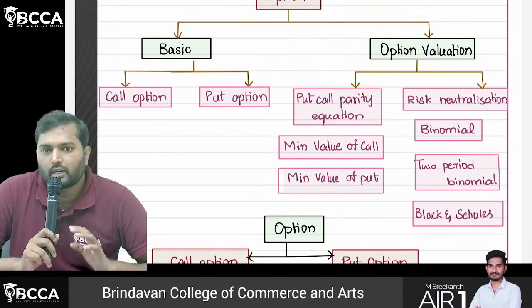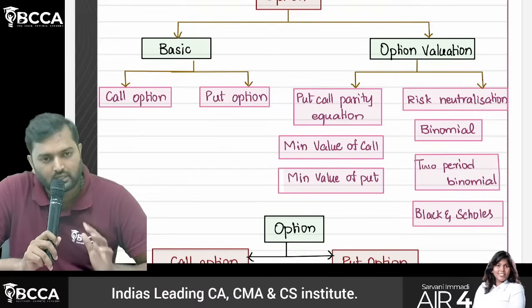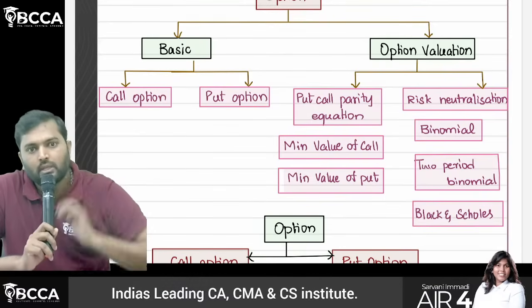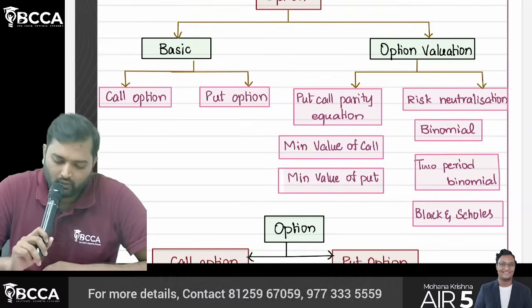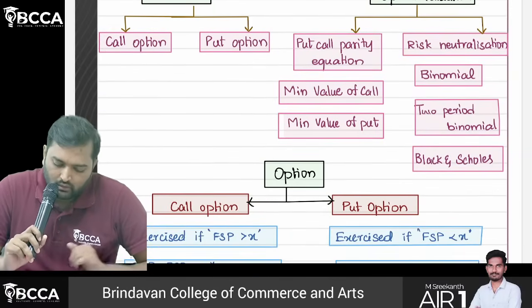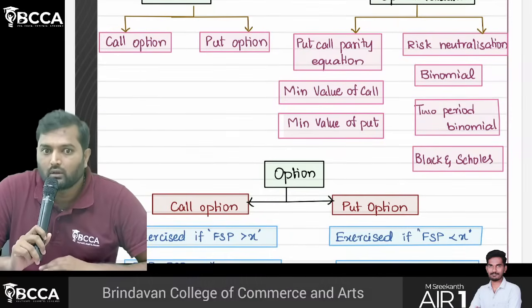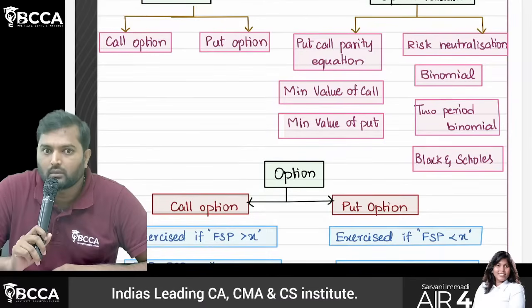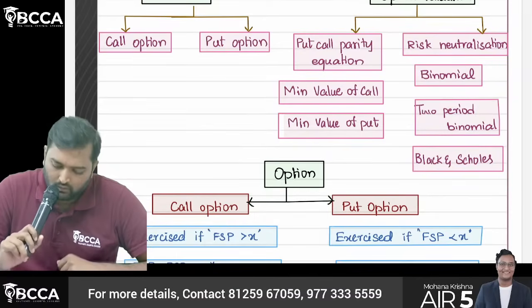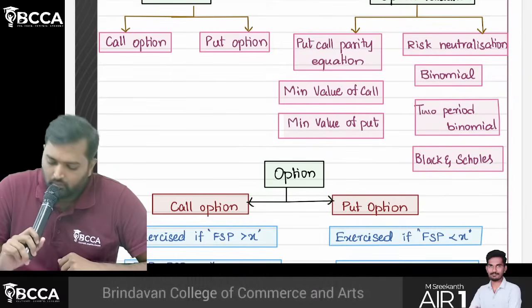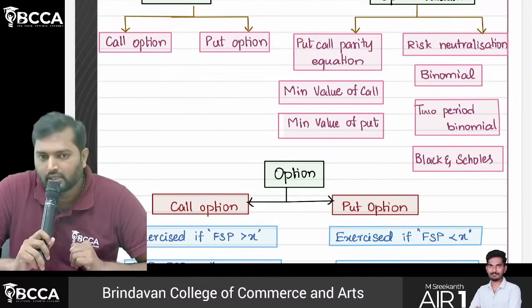Call option means right to buy. Put option means right to sell. In option valuation, we have the put call parity equation, the minimum value of a call and also the minimum value of a put. In risk neutralization, we have the binomial, two period binomial, Black-Scholes and risk neutralization.